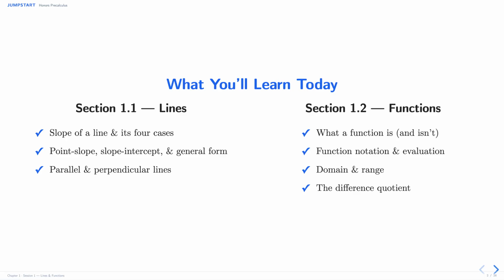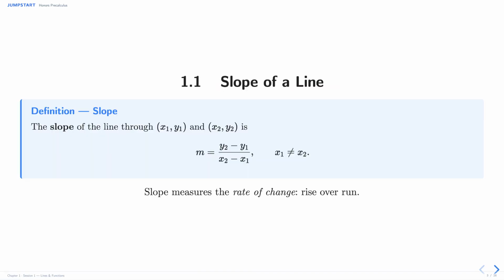Let's get started. Let's begin with the slope of a line. The slope is defined as the change in the y-coordinates divided by the change in the x-coordinates for 2 points on the line. Specifically, the slope is calculated as the difference in y-coordinates divided by the difference in x-coordinates, as long as the x-coordinates are not equal. Slope measures the rate of change, often described as rise over run.